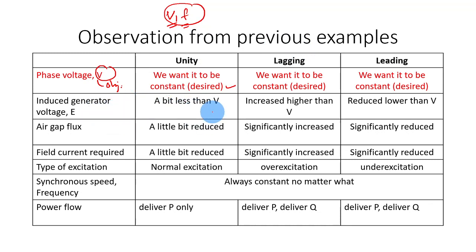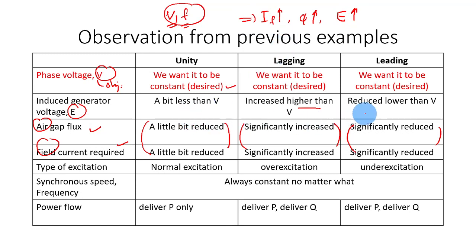Then we can see that for different power factors, the induced voltage will be a bit less than V for unity, and it will be higher for lagging. I wouldn't say increased, I would say higher. And for leading power factor, it's reduced. And the air gap flux, because you are changing the generator voltage E, will proportionally depend on the air gap flux, which also depends on the field current. So you can see that these two parameters, air gap flux and field current, will have the same response. If the field current increases, the air gap flux will also increase, and the generator voltage will also increase. That is the relationship here. If you lower the generator voltage, then the field current and the flux will reduce.